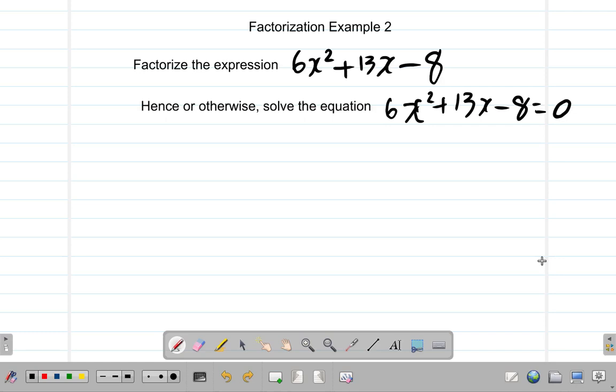Factorization example 2. See this one here. You see how this is? It's a factorize, and it's a quadratic factorization: 6x squared plus 13x minus 8. Then it says, hence or otherwise solve the equation 6x squared plus 13x minus 8 equals 0.